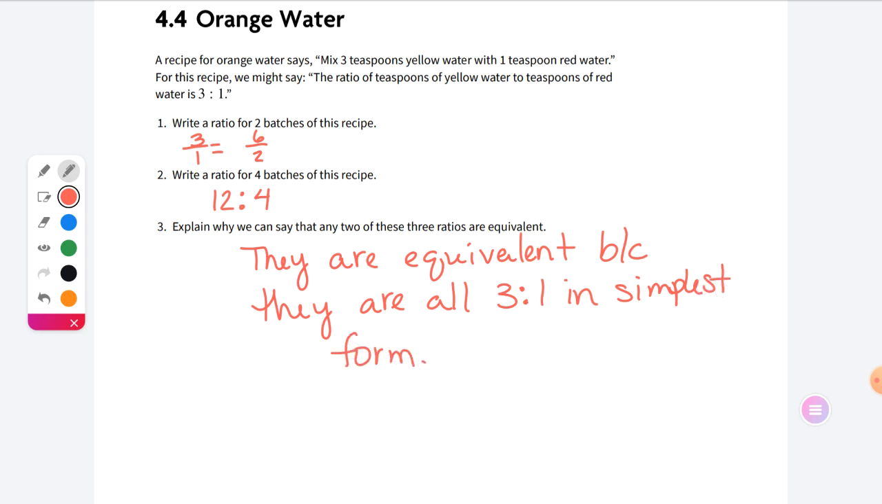So a lot of times when you guys are trying to create equivalent ratios, you're multiplying them up. But anytime you have 2 ratios, if you can't multiply them to get them to be the same, if you can't figure that out, try and reduce them all the way down. If you reduce them all the way down and they're the same, that means that they are equivalent. Okay, they would be the same in simplest form.